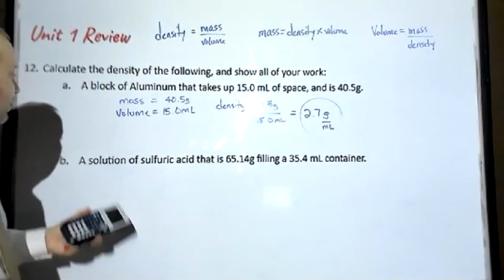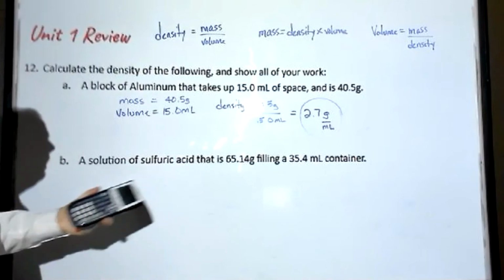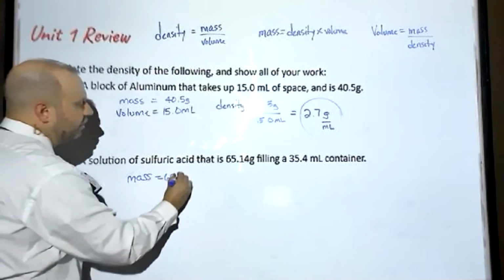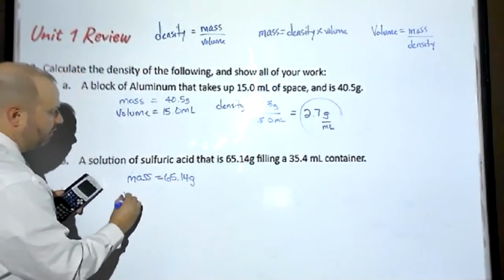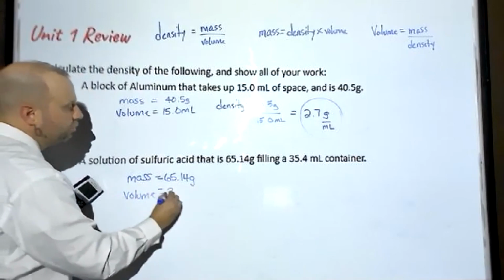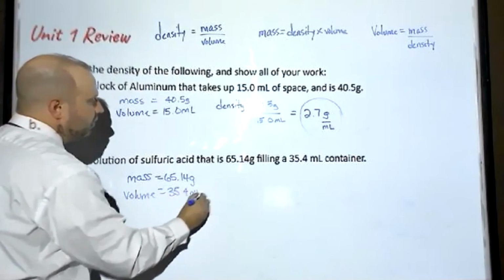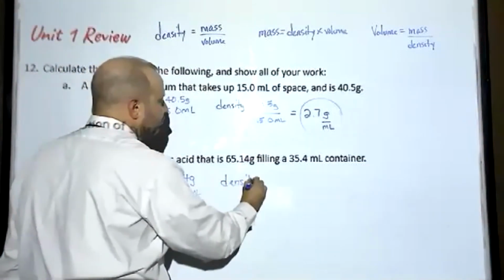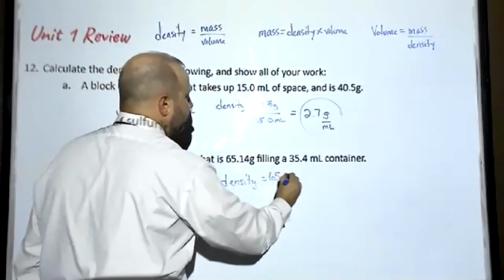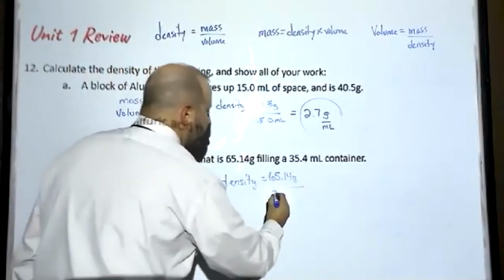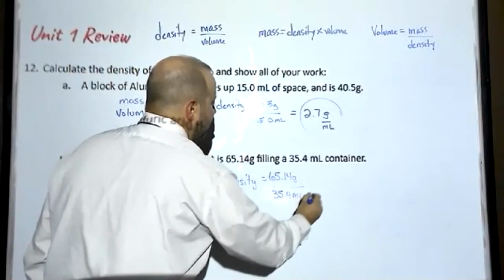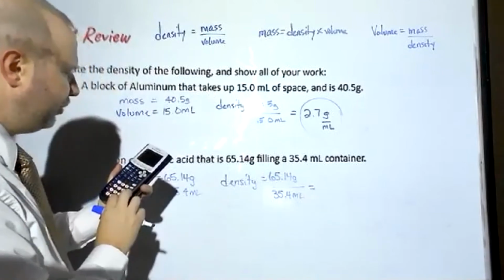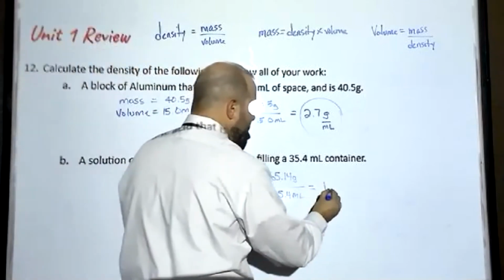Okay, so letter B, we have a solution of sulfuric acid, and it says that it has a mass that is equal to 65.14 grams and a volume that is equal to 35.4 milliliters. So we're going to solve this the same way. Density is equal to 65.14 grams over 35.4 milliliters. So we could type that in, 65.14 divided by 35.4.